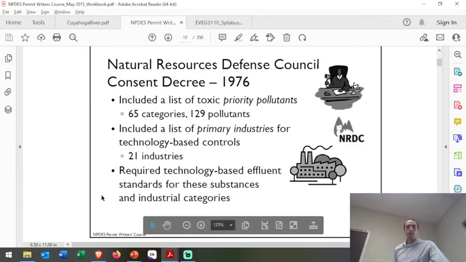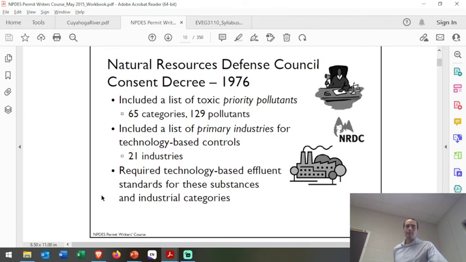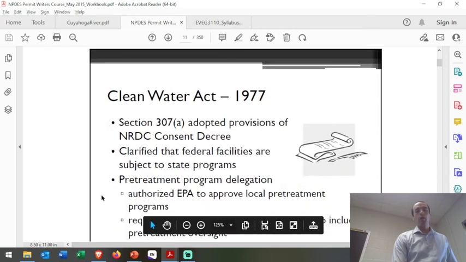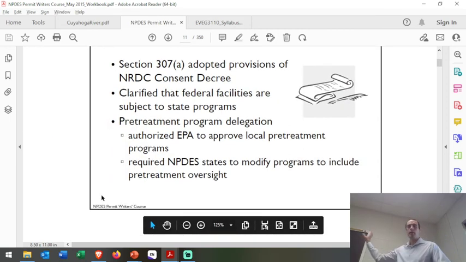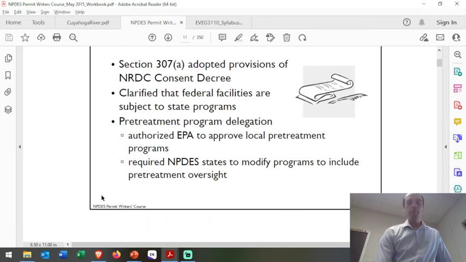There was this consent decree in 1976 that established more of a list of priority toxic pollutants. Those were essentially organized by industry. So they identified 21 industries that had specific pollutants known that they would often discharge, so they categorized those and put them together. In here there is a table that kind of explains or shows some of that. I think we'll pass it in a moment.